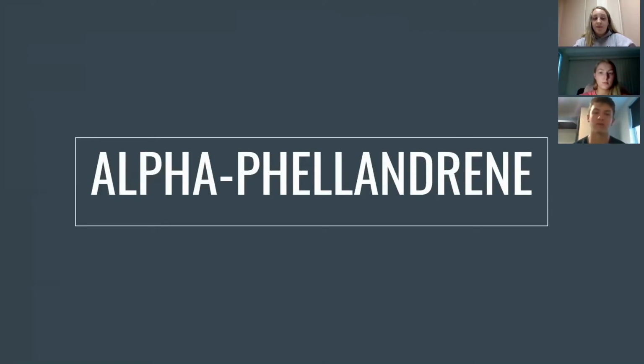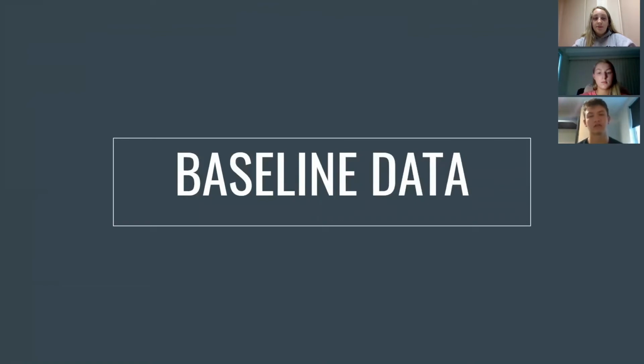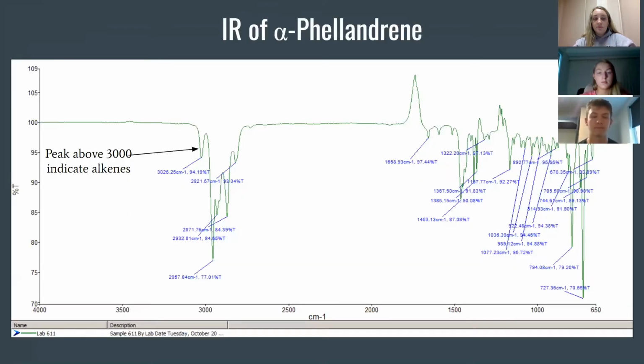Transitioning into our alpha-phellandrene data, we again took a baseline to compare to our product. There is a peak above 3,000, which indicates that double bond, as Jenna was saying, an alkene.